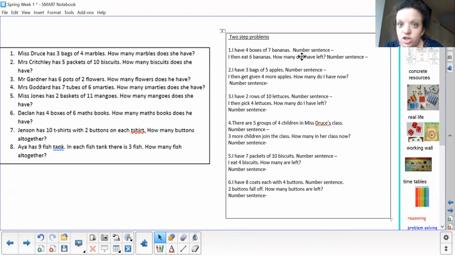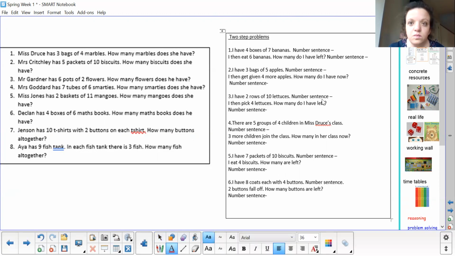Now these are a bit harder because you've got 2 steps to them. So I have 4 boxes of 7 bananas. I then eat 6 of those bananas, not 6 boxes, 6 bananas. How many do I have left? So you're going to write the number sentence for the first bit, 4 times 7, okay? So you can write that on there for you. So we've got 4 times 7, and when you work that out, you'll find it equals 28.